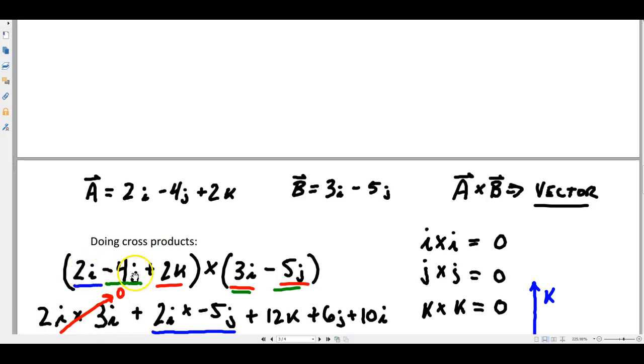Then I'm going to do 2i cross minus 5j. Now that's i cross j. Whenever you do a cross product and you have two letters that are different, the result is always the other letter, because there are only 3 letters, i, j, k. So if you have i cross j, then the result has to be k. You just don't know if it's positive k or negative k.